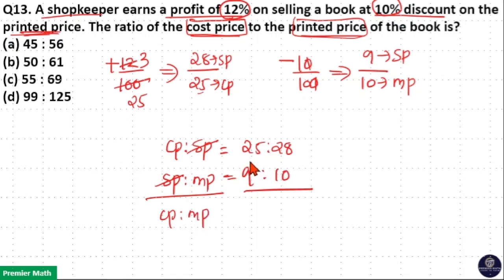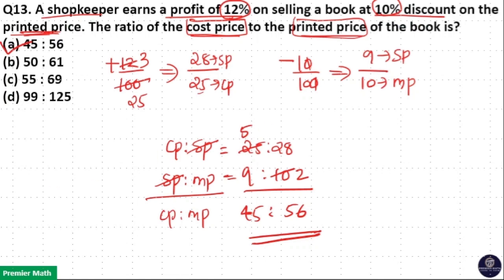So here 5 goes 2 times in 10, 5 goes 5 times in 25. Now 9 into 5 is 45 and 28 into 2 is 56. So option A is your answer. That is, cost price is to mark price is 45 is to 56.